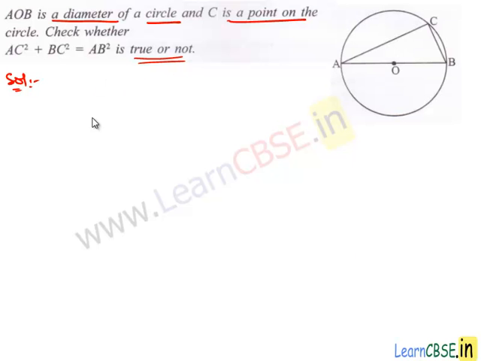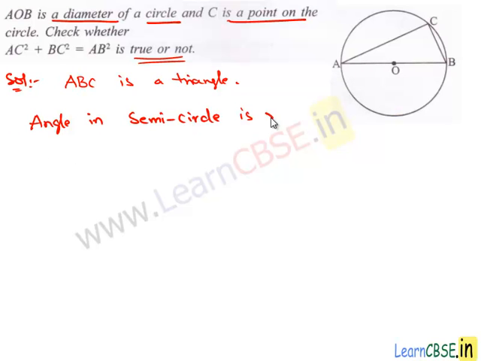Let's draw the figure. And here we have ABC is a triangle, and here AB is the diameter. So we know that angle in a semicircle is a right angle. Therefore, angle C is a right angle. We say that triangle ABC is a right angle triangle.